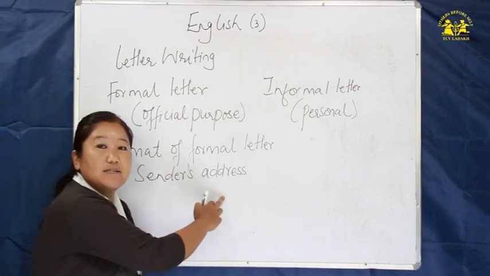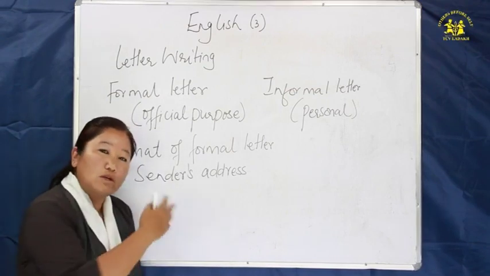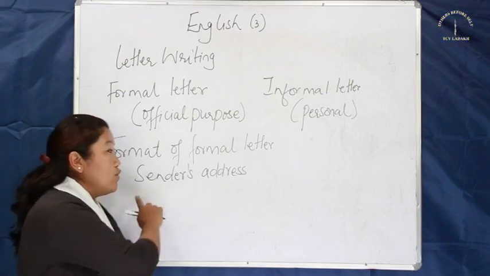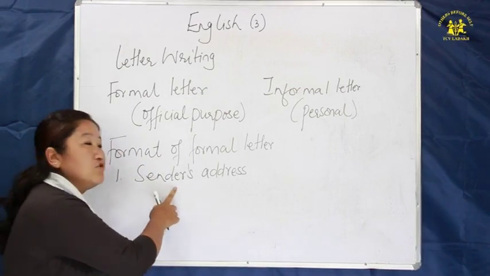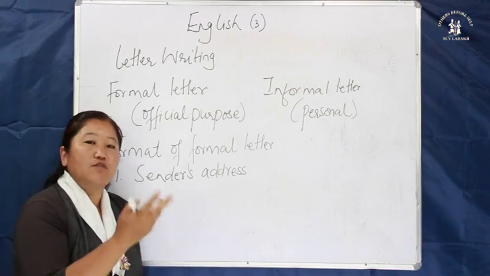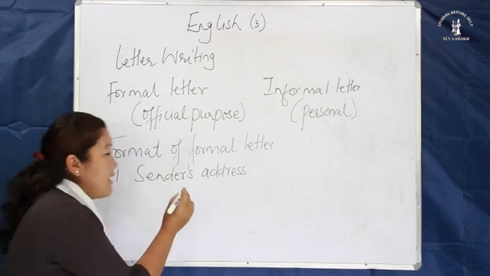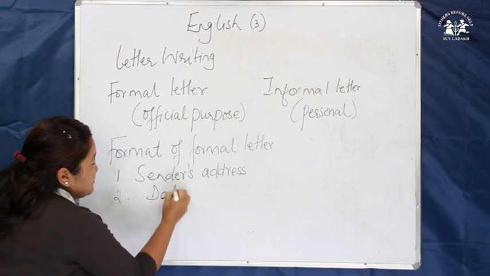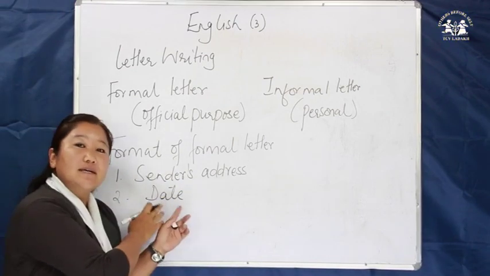So the first thing that you have to write is the sender address. Now what our students do is, after writing the sender address, they won't leave a gap. It is very important that you keep a 1 line gap. If not 2, at least you have to keep 1 line gap, okay? And then you have to write the date. Okay, after a gap, you have to write a date.